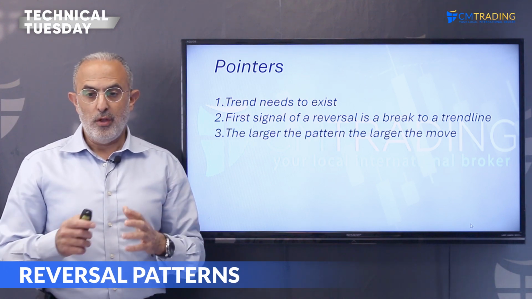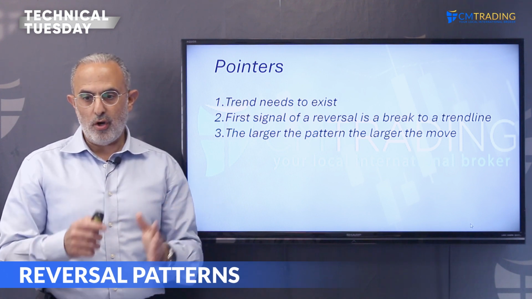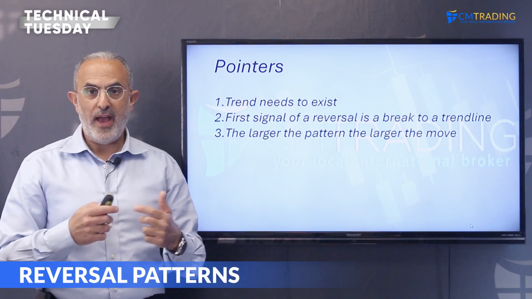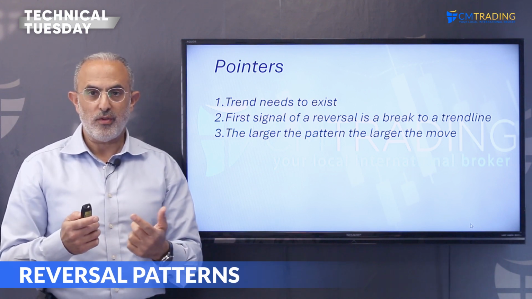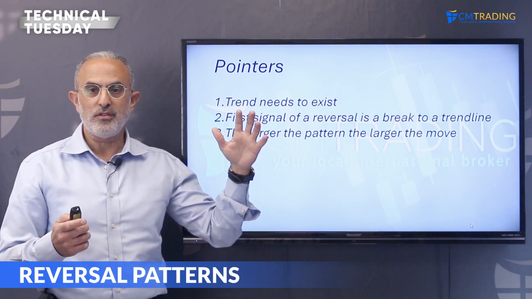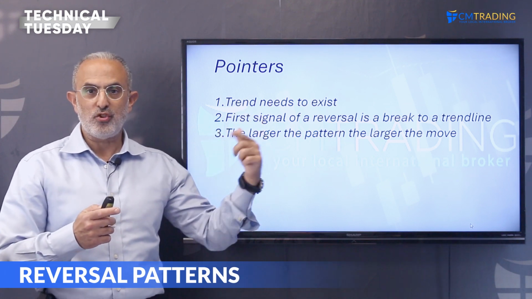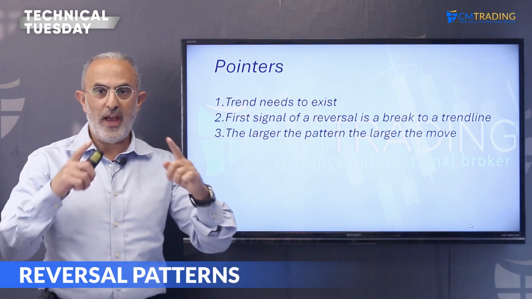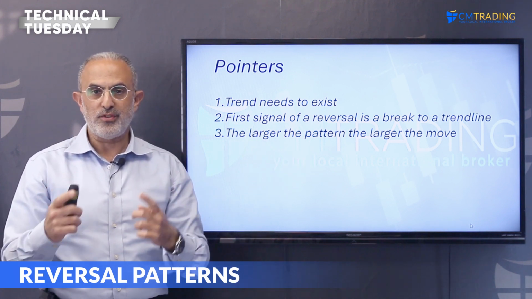And number 3, the larger the pattern, the larger the move as a reactionary move is going to happen. It has to be a mirror image. So when you do have a reversal situation in a head and shoulders, that is going to show itself in a V formation. It's going to be symmetrical on both sides.